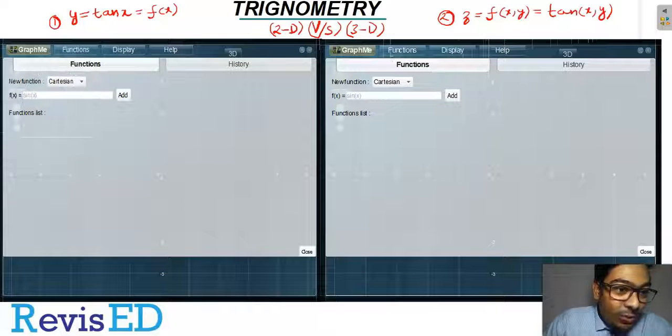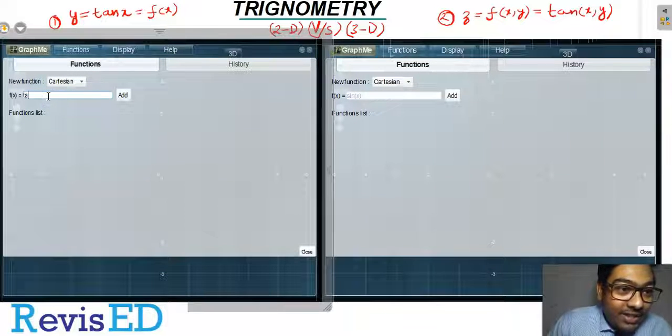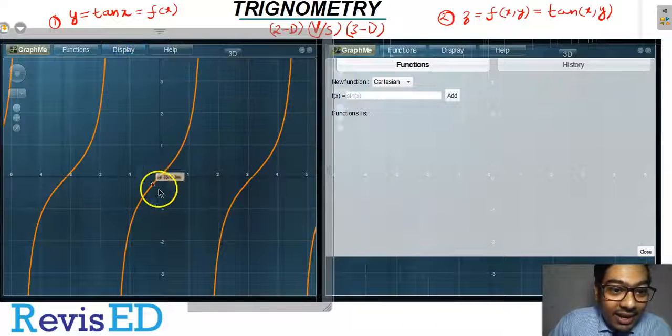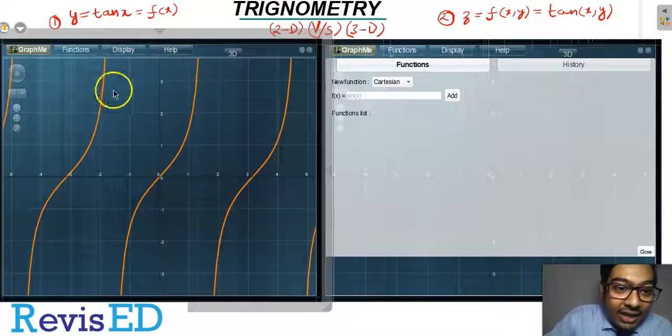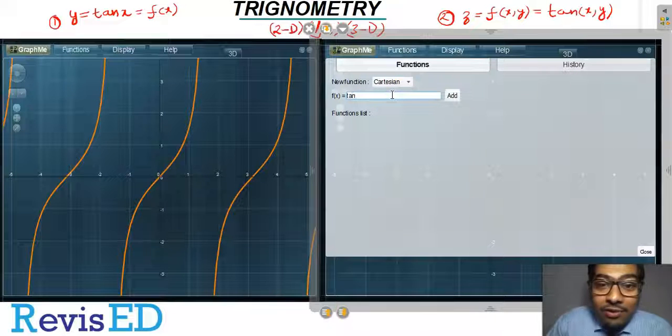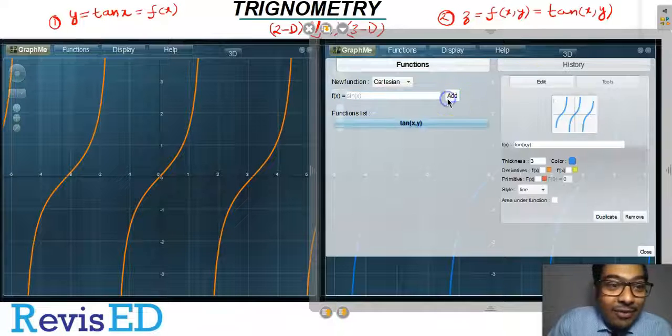So let me erase this and type tan of x over here. This is our tan of x. Let us put on the display. So this is our tan of x. At theta equal to 90 degrees, our value of tan of x is infinite. Now this is my tan of x comma y, the 3D graph of tan x.